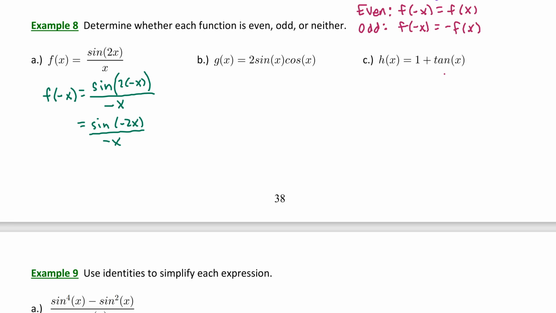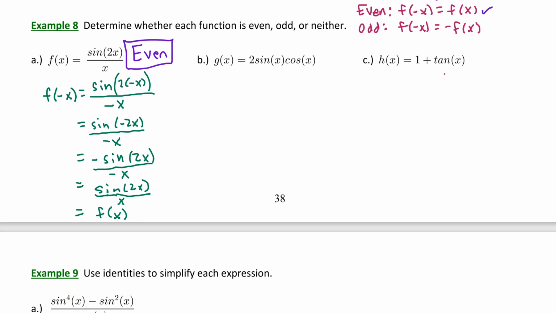Now recall, sine is an odd function. Therefore, sine of negative 2x is equal to negative sine of 2x. Now we can cancel the negative in the top with the negative in the bottom, and we have sine of 2x over x. Notice that is identical to the function that we started with. Therefore, we can say this function is even. It passed the test for an even function.